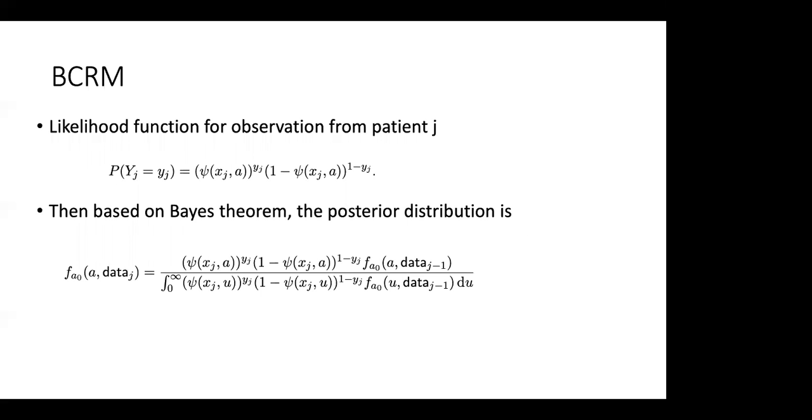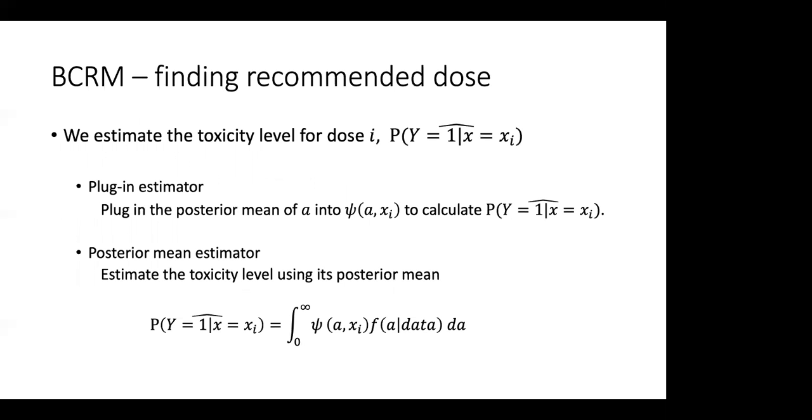It's based on the likelihood function for the observations for each of the patients, and based on Bayes theorem, we can find the posterior distribution of the parameter, say alpha, if we use one-parameter models. Okay. And after we find alpha, we have a specific functional to model the dose response curve, right? So if we know alpha and we have the functional of the dose response model, then we can estimate the toxicity level for each of the dose levels i.